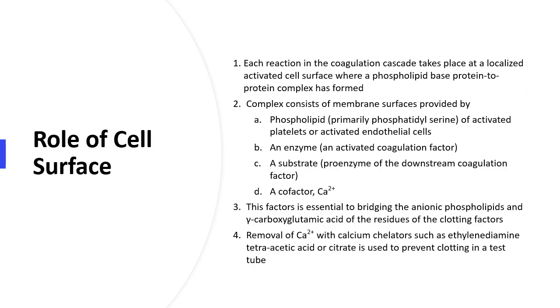Now, what is the role of cell surface on coagulation? Its reaction in the coagulation cascade takes place at the localized activated cell surface where a phospholipid-based protein-to-protein complex has formed. The complex consists of membrane surfaces provided by 1. Phospholipid, primarily phosphatidylserine, of activated platelets or activated endothelial cells.